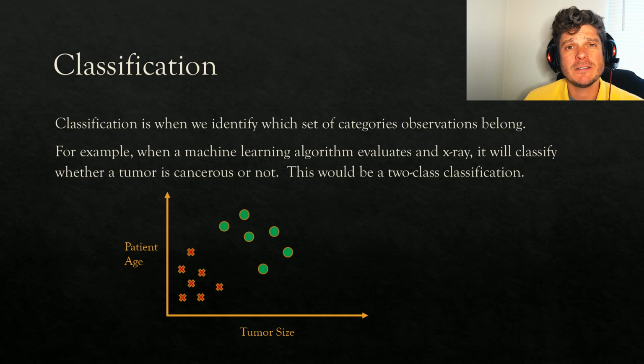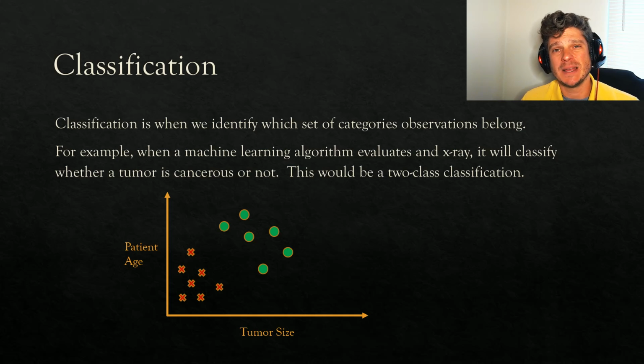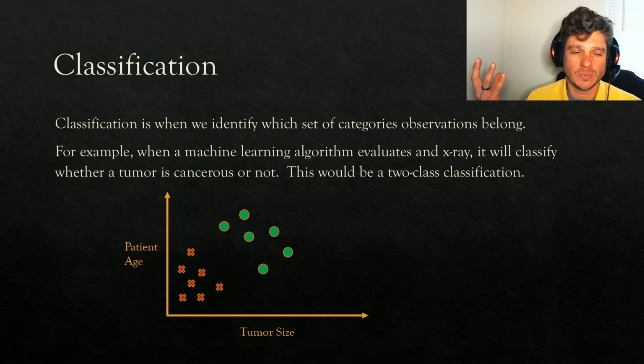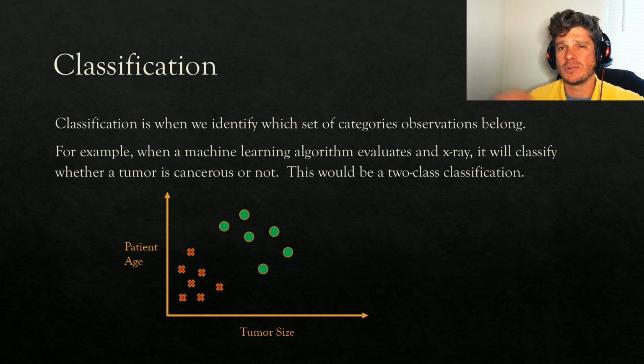The next type of machine learning problem is classification. And this is where we just identify, okay, my data point, well, it should be in either category 1 or category 2. Or if we have a multi-class classification, maybe category 3 and 4 and 5 or so on.